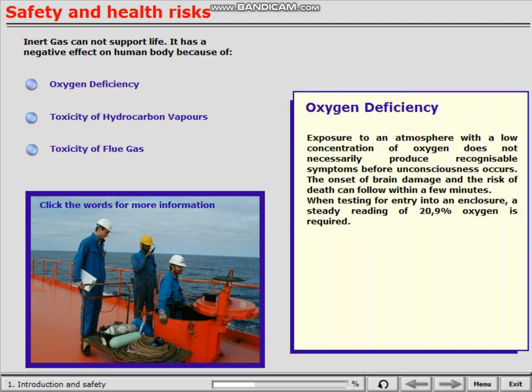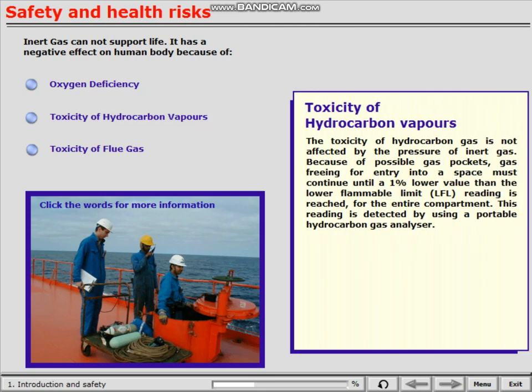Exposure to an atmosphere with a low concentration of oxygen does not necessarily produce recognisable symptoms before unconsciousness occurs. The onset of brain damage and the risk of death can follow within a few minutes. When testing for entry into an enclosure, a steady reading of 20.9% oxygen is required. The toxicity of hydrocarbon gas is not affected by the pressure of inert gas.